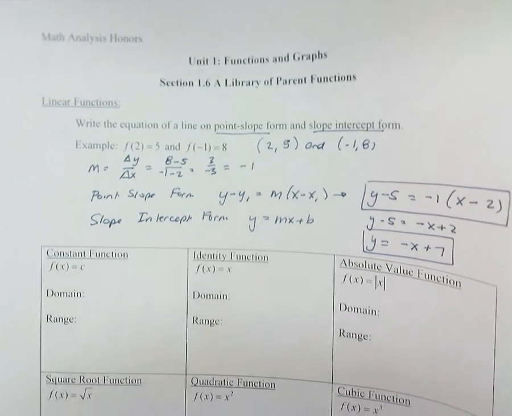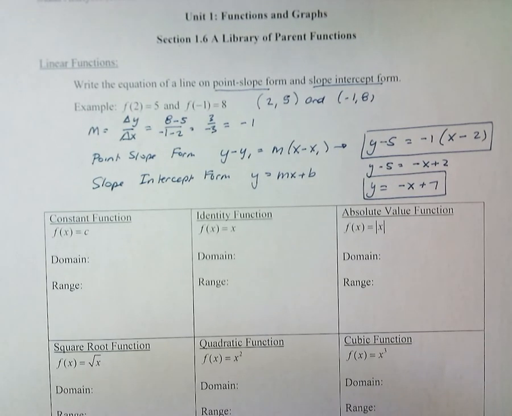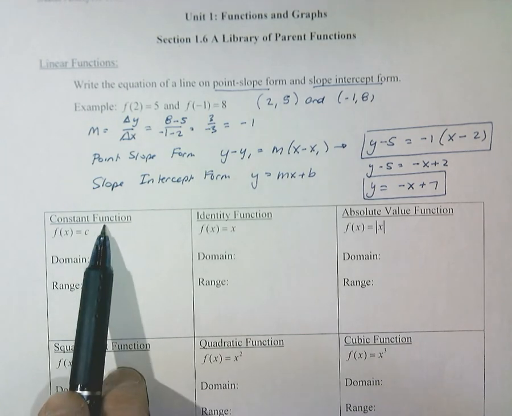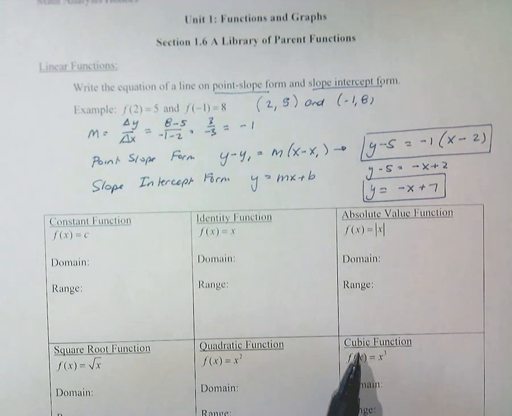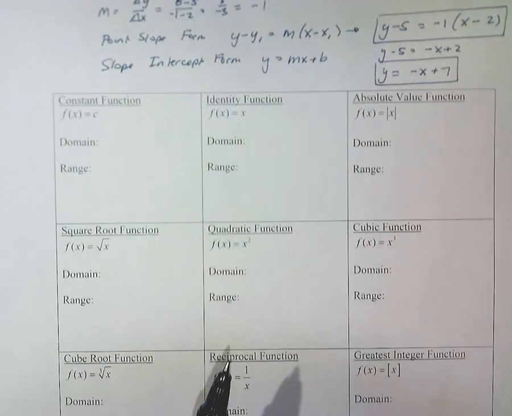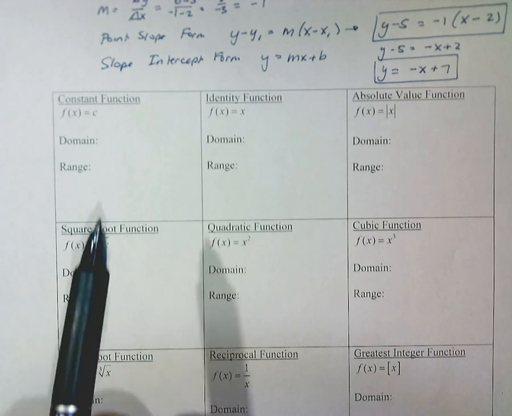With this section, I said there is a lot of information I'm going to give you, and it's all in the textbook as well, and I will be giving you online access to the textbooks. You have to recognize the names of these functions: constant, identity, absolute value, square root, quadratic, cubic, cube root, reciprocal, and greatest integer. These are the functions that we're going to be talking about in this unit. And you should recognize the equation.